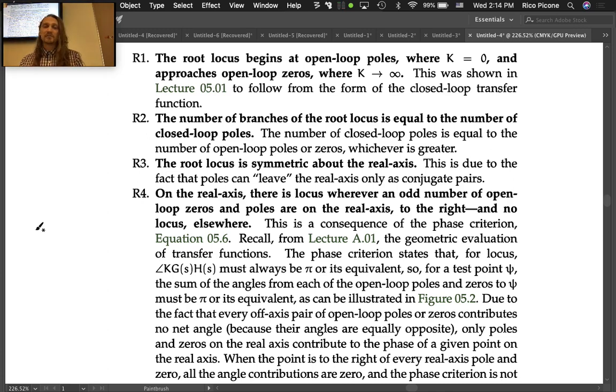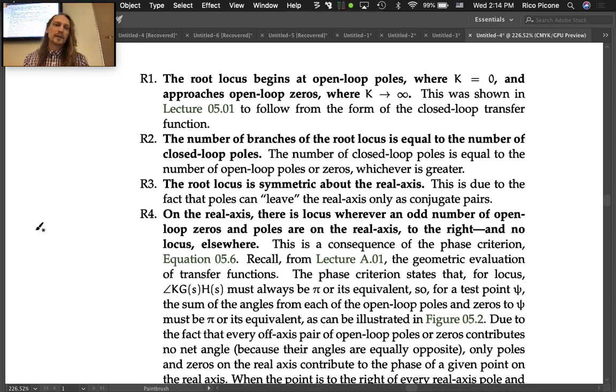Okay. So rule 1: the root locus begins at open loop poles where the gain is 0 and approaches open loop zeros where the gain goes to infinity. This was shown in the last lecture to follow from the form of the closed loop transfer function.